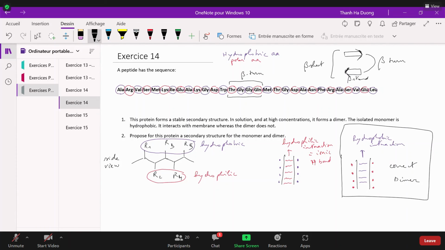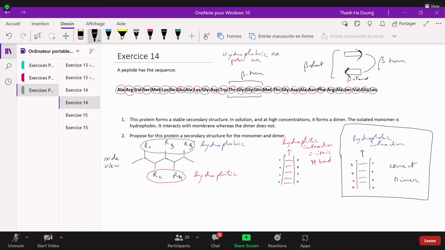Does everyone understand? If we have this kind of dimer, all its surface will be hydrophilic, the red amino acids. So if it's hydrophilic, it cannot interact with the membrane. Okay?